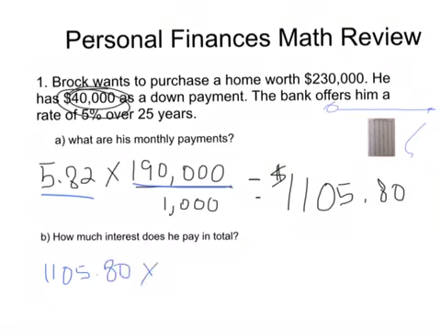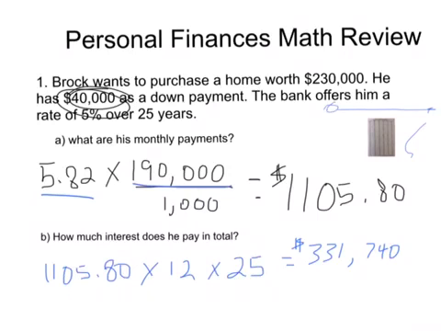And we multiply that by the number of payments that he makes. He makes 12 payments a year, because there's 12 months in a year. That's 12 times 25. So $331,740. That's what he's paid back to the bank in total.